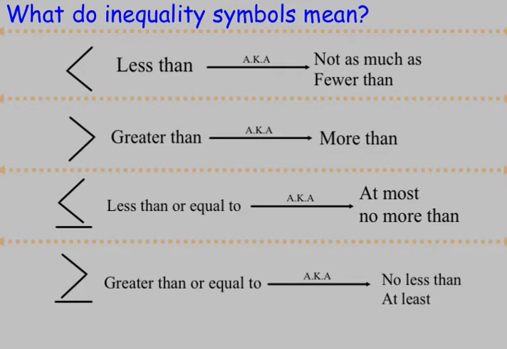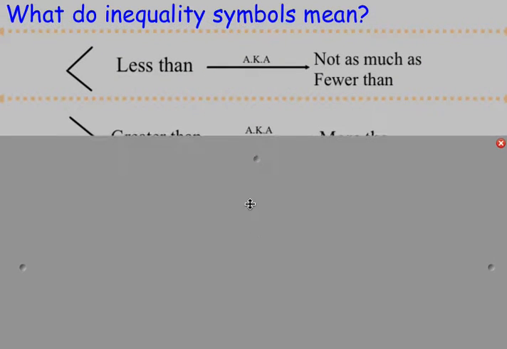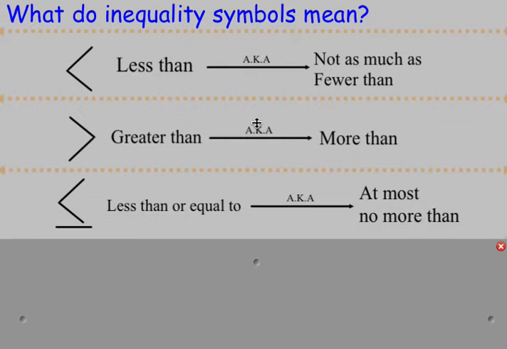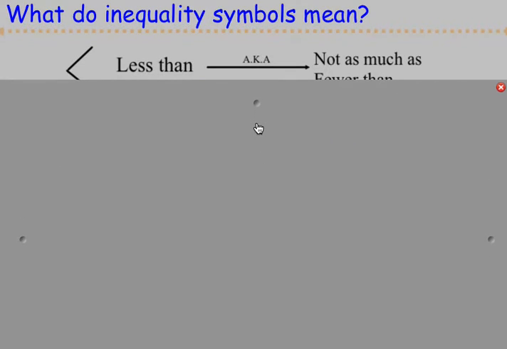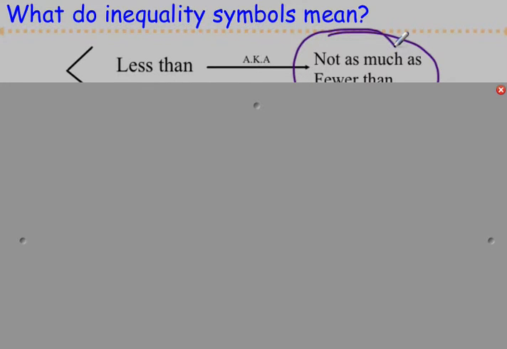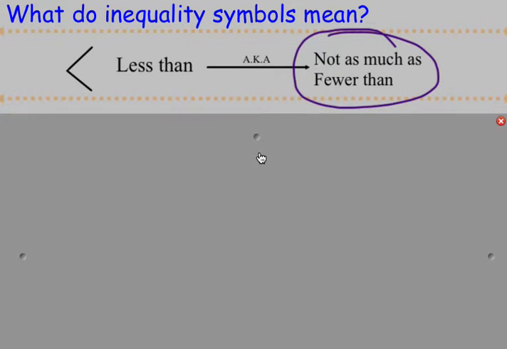Now let's dive into some of that inequality stuff that we're going to talk about. So what we want to do is just create a chart to help us go through the different parts of inequalities. So first thing I want to talk about is less than. So less than is when you have something that's smaller than. So these words right here, not as much as, fewer than, really help you to know what you need to look for when you're doing word problems. So it's really important that you write those down.